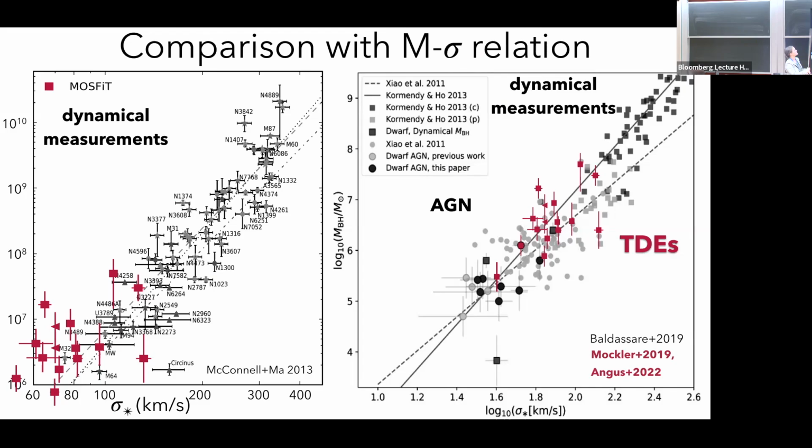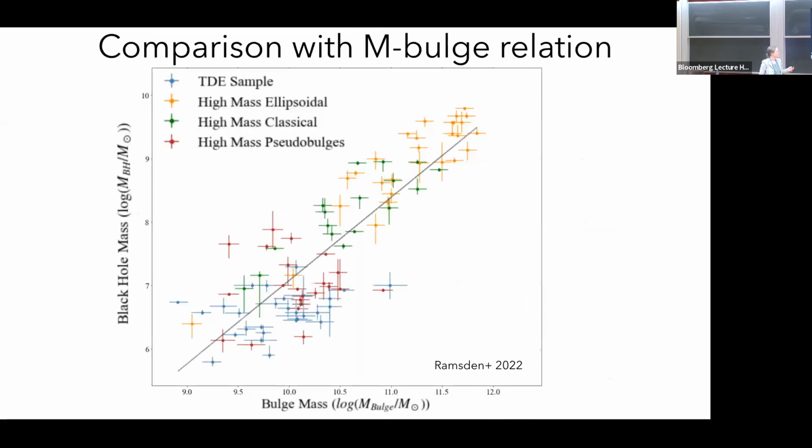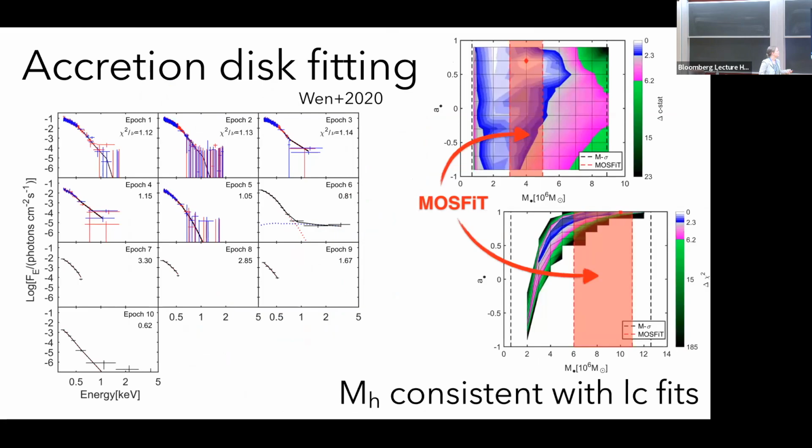On the left, I'm showing the M-sigma relation from before, and you can see our points from TDEs are mostly off the plot. On the right, the dynamical measurements are up here, and the measurements down here are from AGN, which cover much more of the same part of parameter space as TDEs, so they're better for comparing. I also wanted to shout out this other paper from Paige Ramsden, which compares with the M-bulge relation. You can see there's a lot more spread, particularly at lower masses in both the TDEs and the sample at large, but it does seem to be mostly consistent. Of course, there are uncertainties with how much these relations, which are established at higher masses, are consistent at lower masses, but so far they seem consistent enough for this.